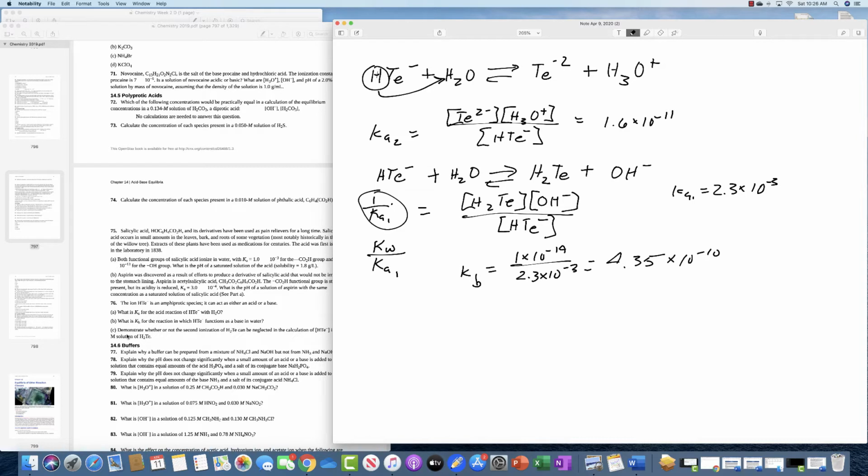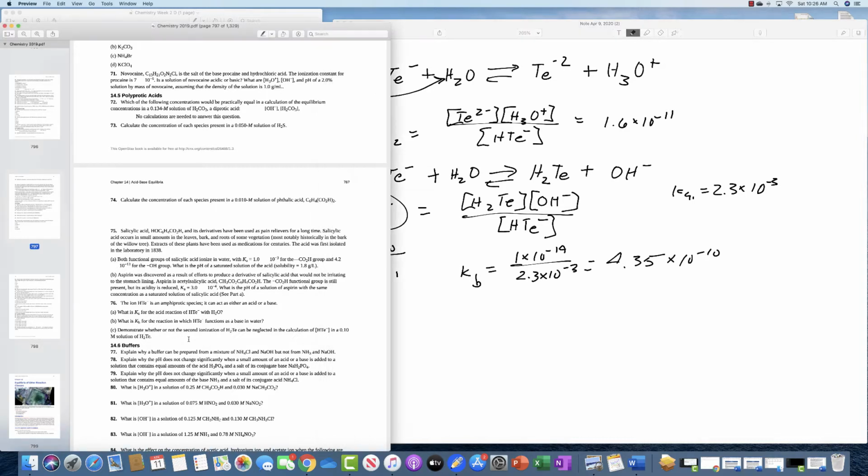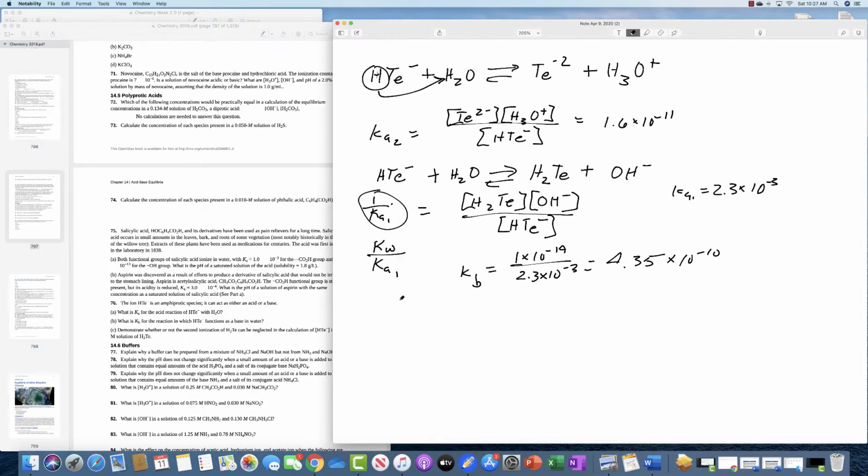The third question here is demonstrate whether or not the second ionization of H2Te can be neglected in the calculation of the H plus concentration in a 1.0 molar solution of H2Te. My feeling about that is when you have a number like this that you can neglect, the effect of that on the overall reaction is small. So I would say yes, you can neglect that.